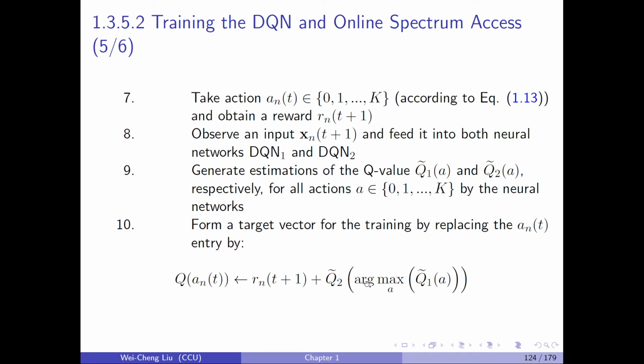And find the argmax of Q1 tilde of a for all actions a. Q1 tilde of a is obtained in the ninth line. And what is argmax? This is to find the maximum of Q1 tilde of a and output the corresponding a. And this is input to the function Q tilde 2.